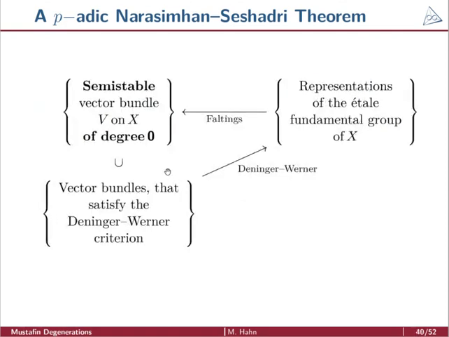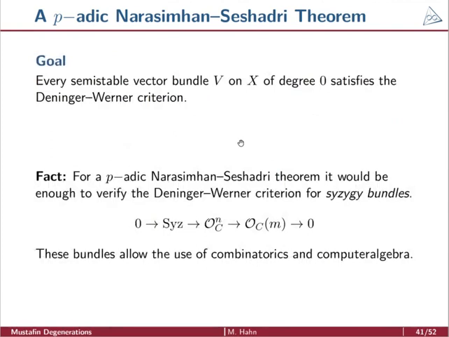So what did Deninger and Werner prove in some sense? Let me show it once again in the picture. They prove that there exists a subset here of these semi-stable vector bundles on x of degree 0, such that the arrow goes in the other direction. And of course, a p-adic Narasimhan-Seshadri theorem would follow if we could show equality here. Now the goal in the literature is to show that every semi-stable vector bundle of degree 0 satisfies the Deninger-Werner criterion. Now, there's been a lot of work.